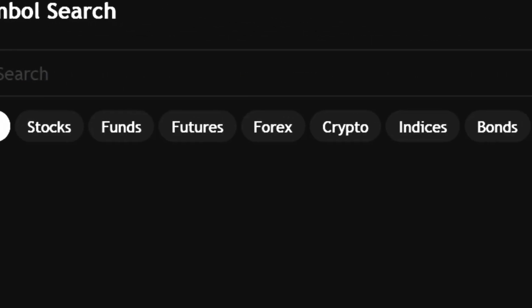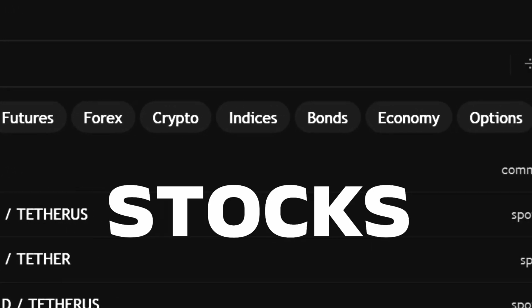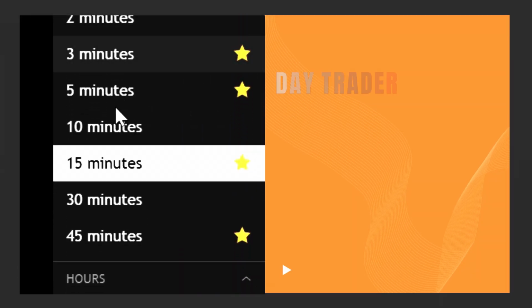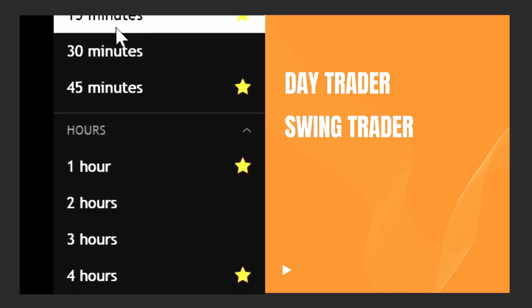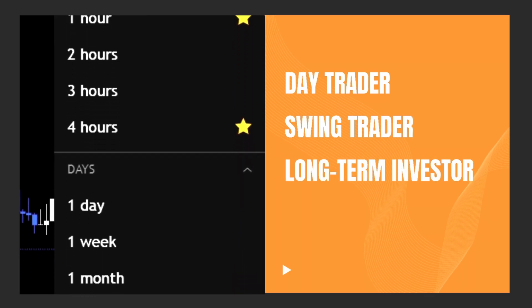But here's the best part. The setup is super flexible. It works on any market, stocks, crypto, forex, commodities, you name it, and on any time frame. So whether you're a day trader bouncing in and out, a swing trader holding for a bit, or even a long-term investor, you can tweak this to match your vibe.